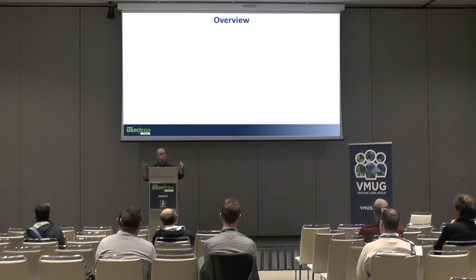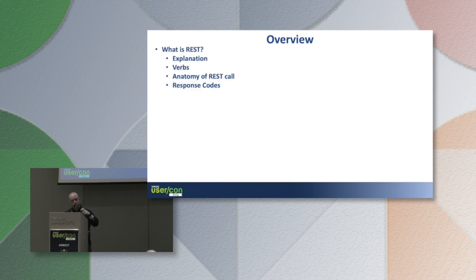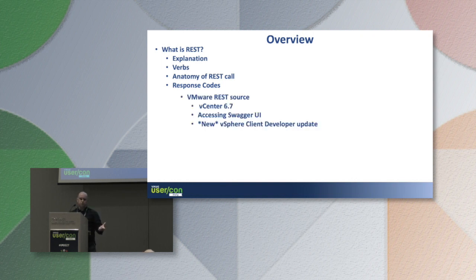So this presentation is my journey to how to use REST APIs, what I've learned along the way. Hopefully it helps you pick up a few tips and some useful tricks to get you started on your way. The session is going to explain what a REST API is, what is REST, the verbs, the anatomy of the REST call, response codes, and VMware REST sources, particularly vCenter 6.7, although it did come in 6.5. We're going to talk about the latest one.